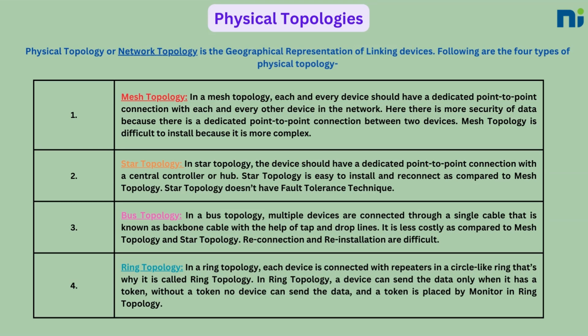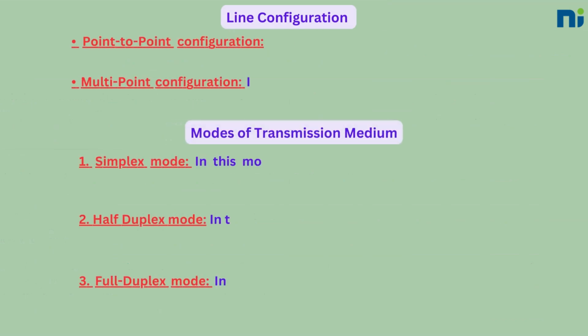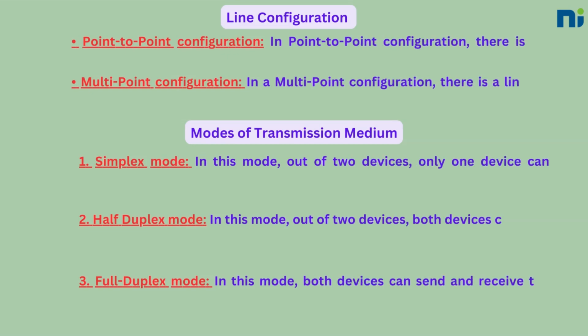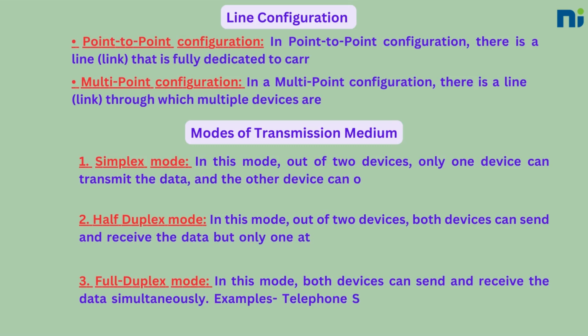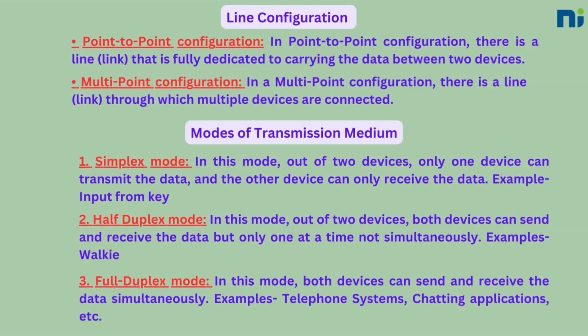4. Ring topology. In a ring topology, each device is connected with repeaters in a circle-like ring, that's why it is called ring topology. In ring topology, a device can send the data only when it has a token. Without a token no device can send the data, and a token is placed by a monitor in ring topology. Line configuration. Point-to-point configuration. In point-to-point configuration, there is a line, a link, that is fully dedicated to carrying the data between 2 devices. Multi-point configuration. In a multi-point configuration, there is a line, a link, through which multiple devices are connected.